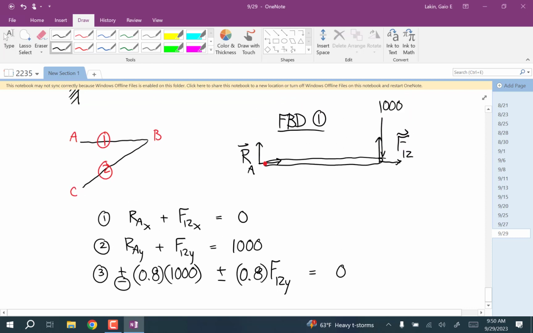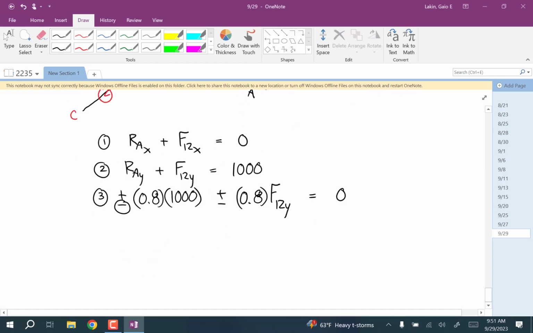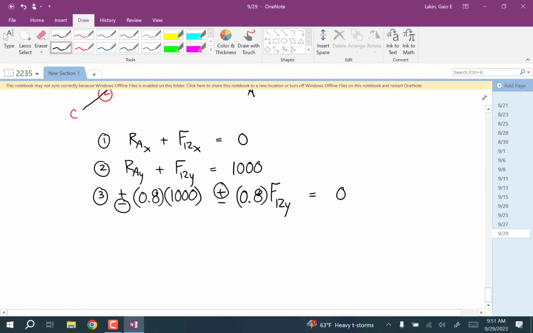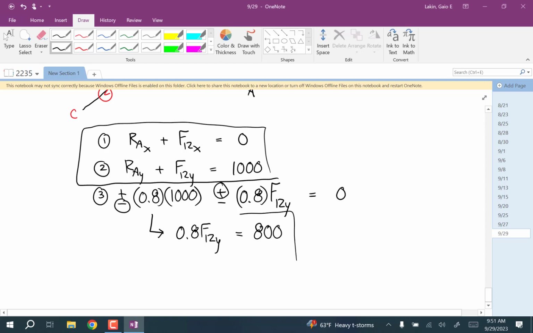The F12y, its default direction is up. So would an upward force make this rotate clockwise or counterclockwise? Counterclockwise, so this is positive. And so you can rewrite this equation as 0.8 F12y is equal to positive 800. So we have these two first equations. This is the third equation.